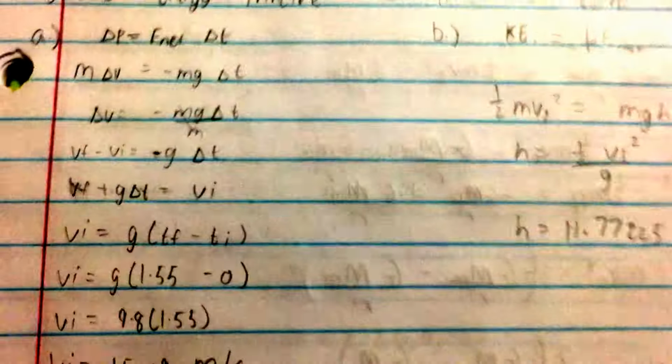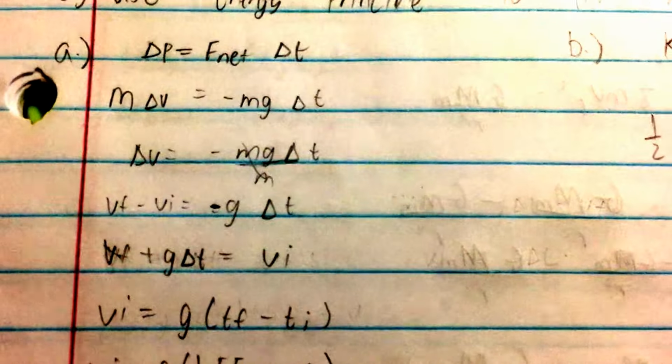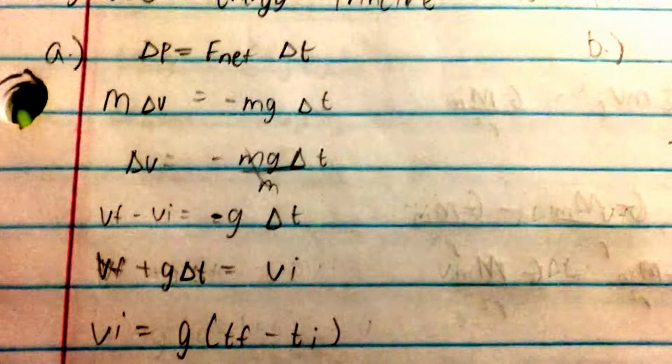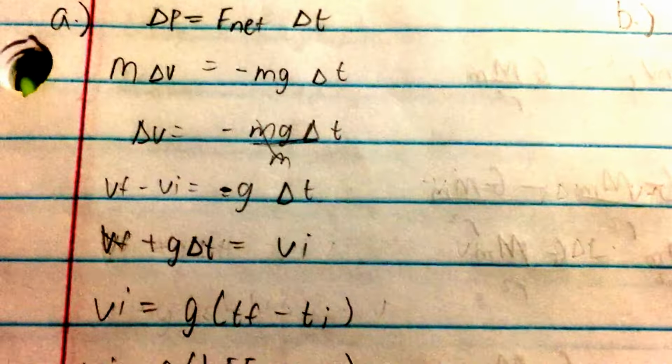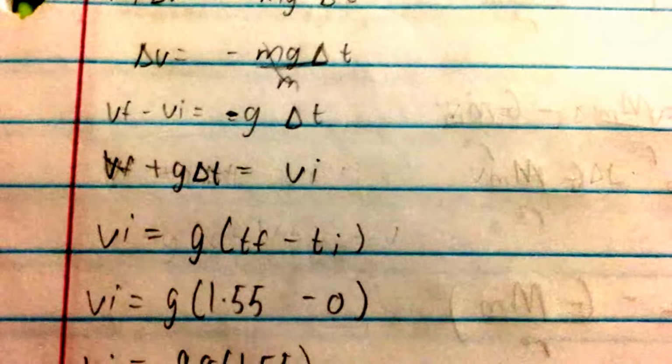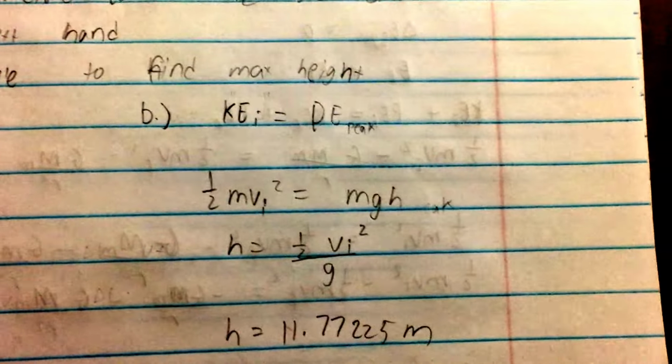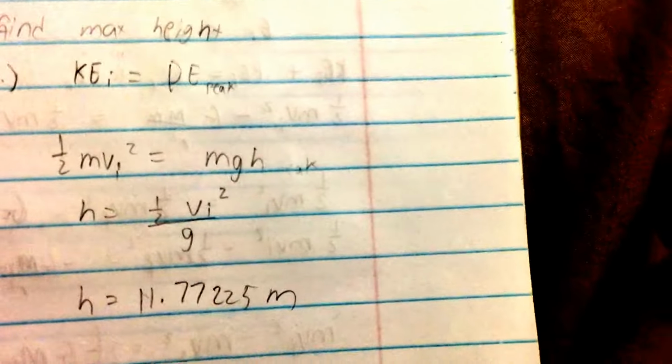So when we did delta v equals g times delta t, we crossed out the final velocity because it wouldn't contribute anything at that point. It's just zero, so that canceled out. And then to find the final height, I think that's what it was asking. Yeah, find the final height of the ball using the work energy principle.